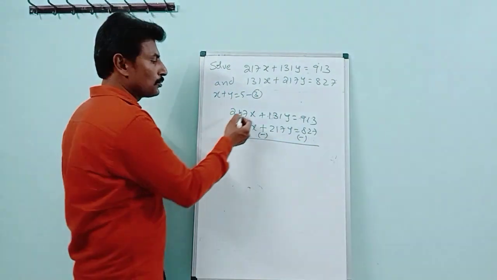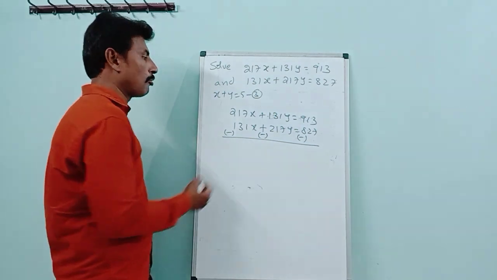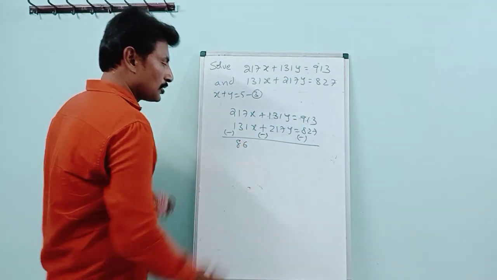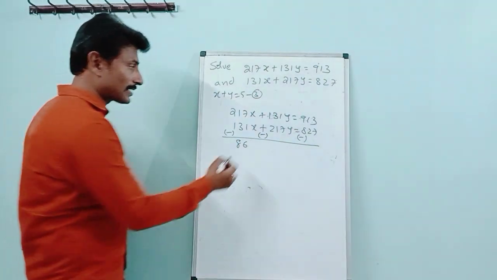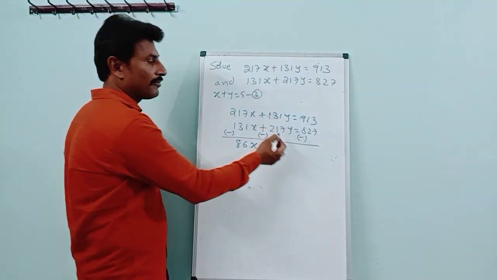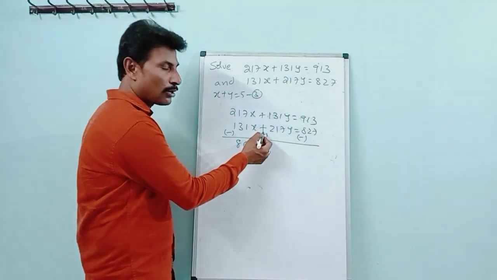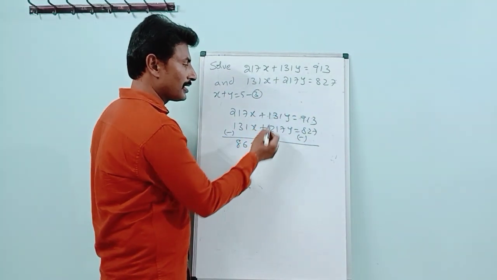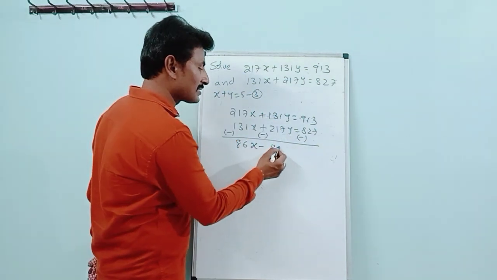So now 217 minus 131, how much? 7 minus 1 is 6. Take the borrow, 11 minus 3 is 8. So it will be 86x. The same here, 131 minus 217. It's not a plus symbol now, I change it to minus, and the higher value has the minus symbol. I am sure you get 86y.